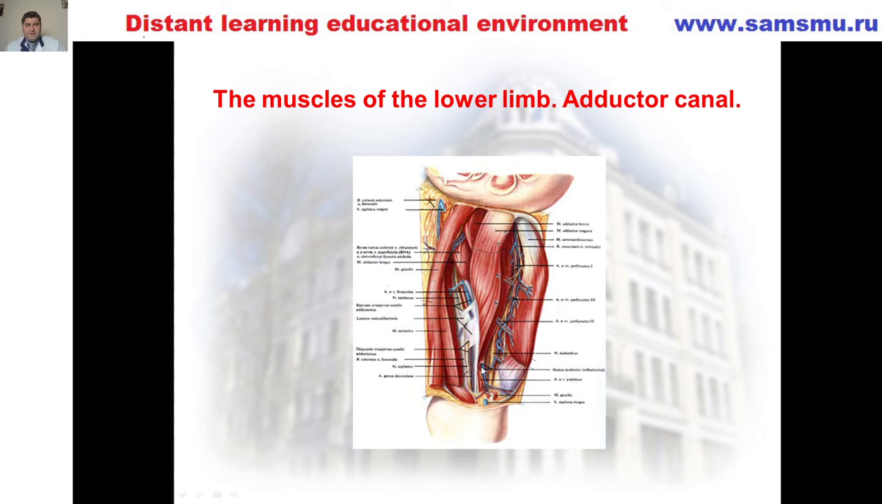Also, you can see adductor canal. It has three walls, and you may see that it passes vessels and nerves through it. So you can see medial wall, it's lamina vastoadductoria. Also, you can see the posterior wall. This is adductor magnus muscle, and also you can see the lateral wall. This is vastus medialis of quadriceps muscle.